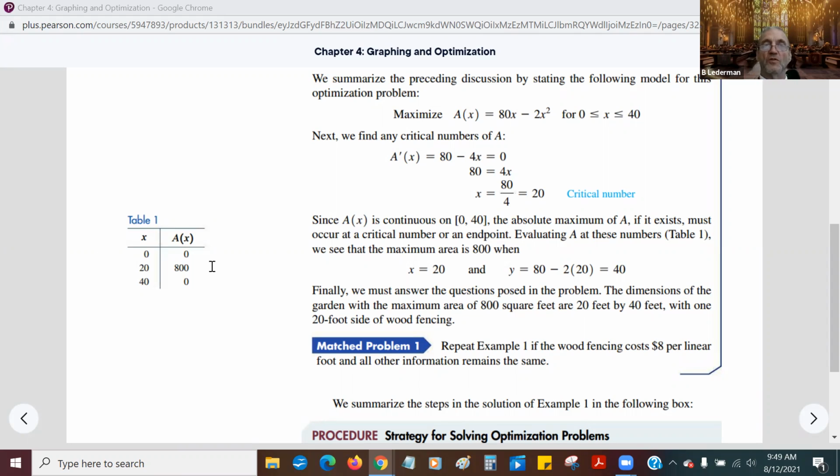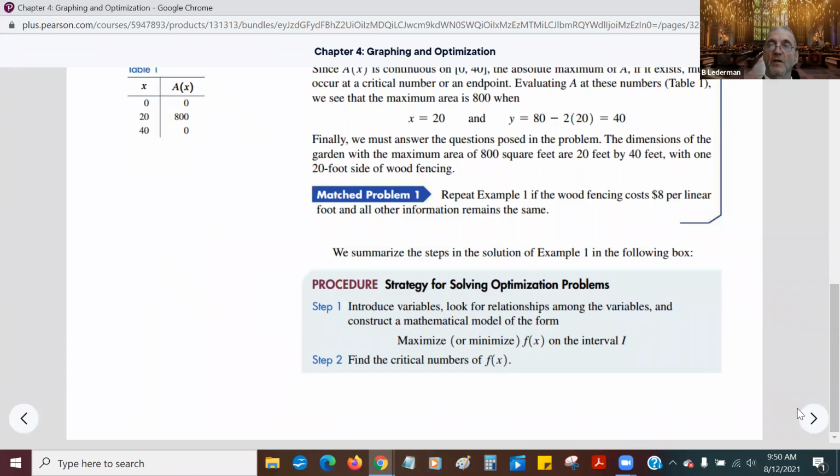So the dimensions that are going to give me the best thing are going to be 20 times 40, and one of the 20 foot sides is going to be the wood part, and my area is going to be 800. So I'm going to get 800 square feet of planting out of this, and it's going to be 20 by 40, and the wood part is going to be 20 feet. And that, my friends, is the story. And so this is the basic strategy. This is just summarizing what we already said.